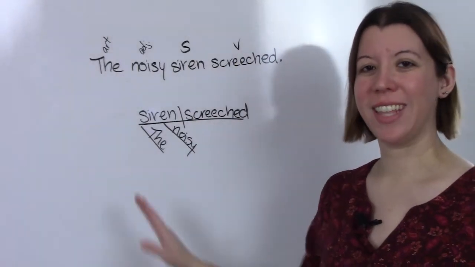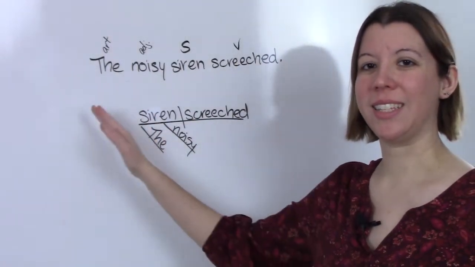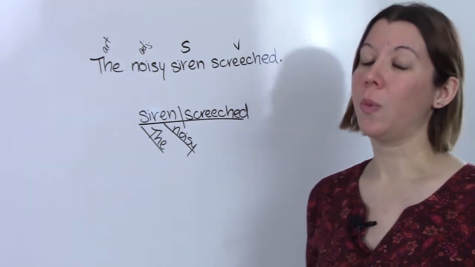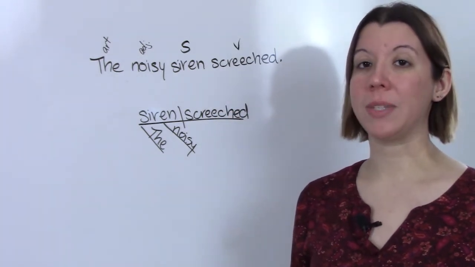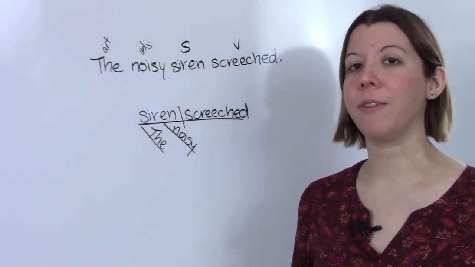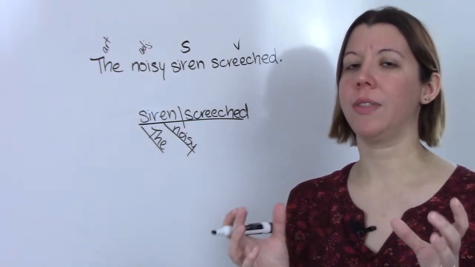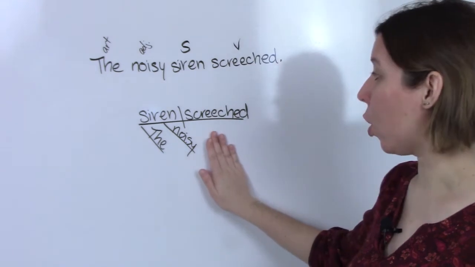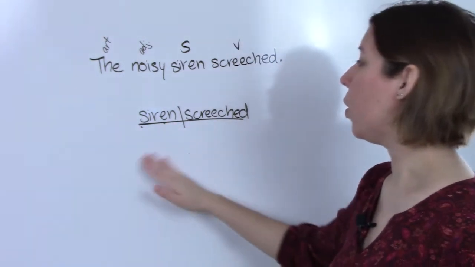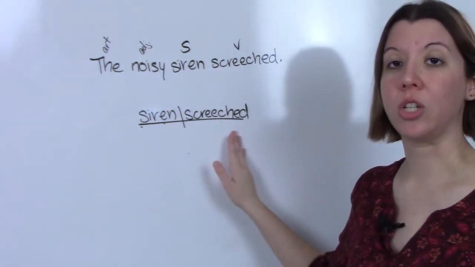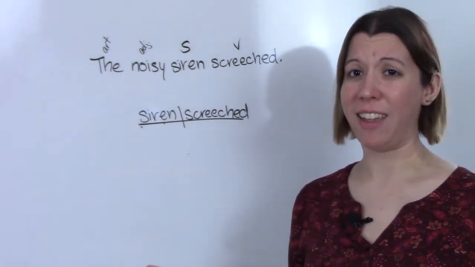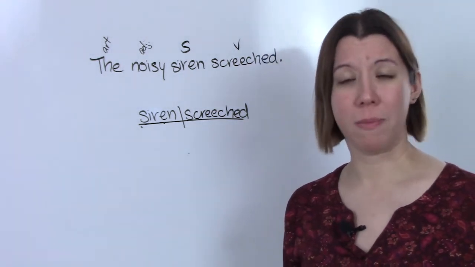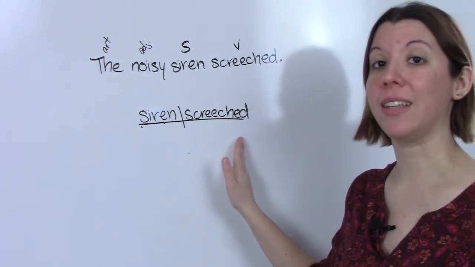How'd you do? The noisy siren screeched. What I really like about sentence diagrams is it makes it very easy to find the meat of the sentence, so to speak. Because if we take all of the modifiers off, we're left with siren screeched. It's kind of a clunky caveman sounding sentence, but it's grammatically correct. It has a subject, it has a verb.